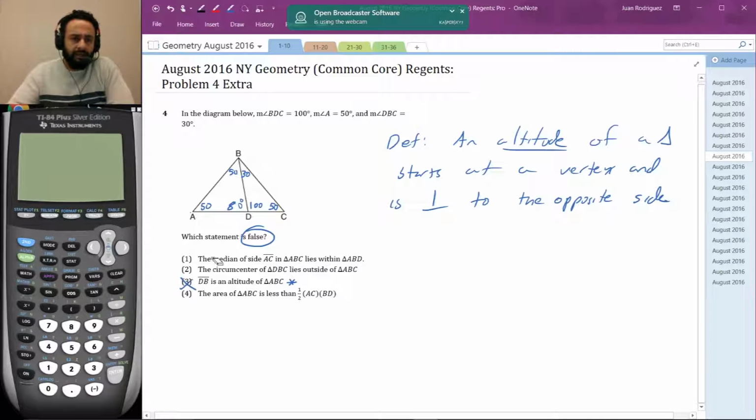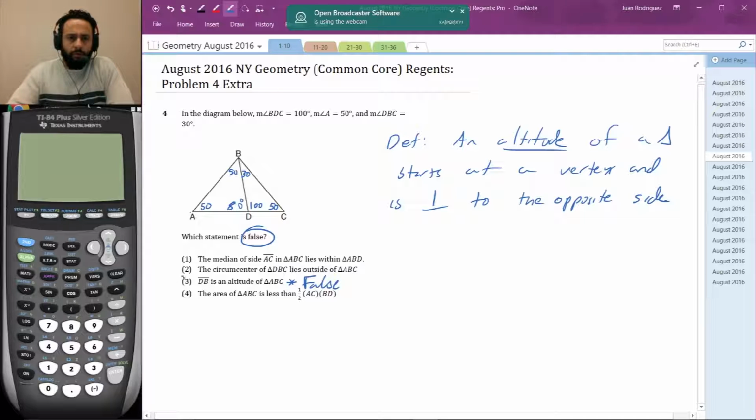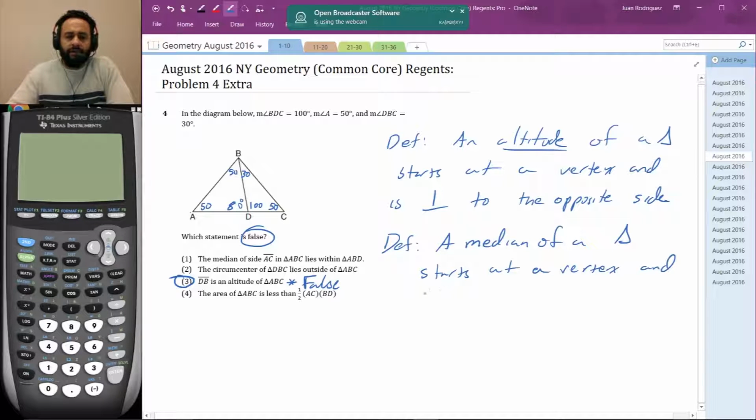So I'm sorry, that statement is false, which is what we were looking for, right? False. So we were looking for false. That's it. So now all these other statements seem to be true. Maybe we can evaluate them at least partially to check our answer. The median of side AC in triangle ABC lies within triangle ABD. So the definition: a median of a triangle starts at a vertex and extends to the midpoint of the opposite side.